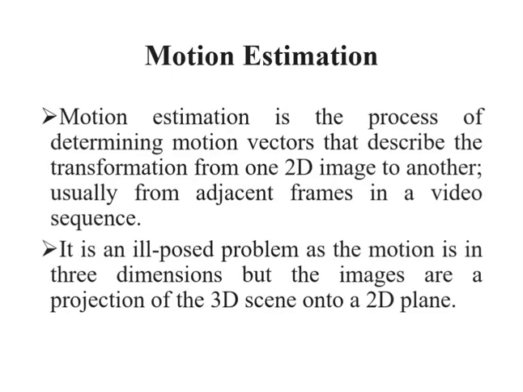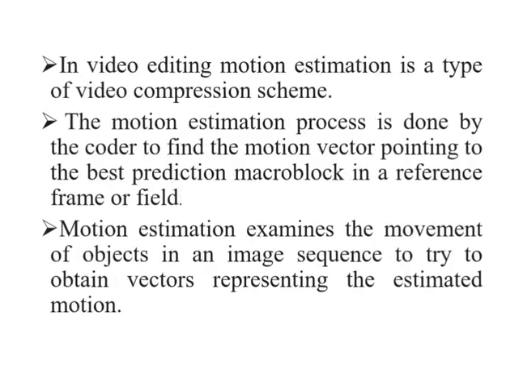Then what is motion estimation? Motion estimation is the process of determining motion vectors that describe the transformation from one 2D image to another, usually from adjacent frames in a video sequence. It is an ill-posed problem as the motion is in 3 dimensions, but the images are a projection of the 3D scene onto a 2D plane. This is all about motion estimation.